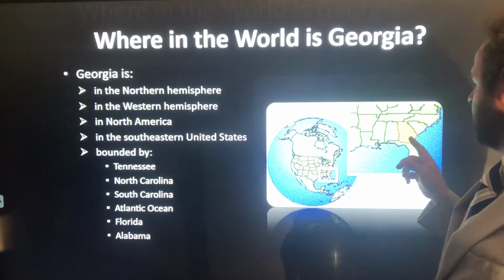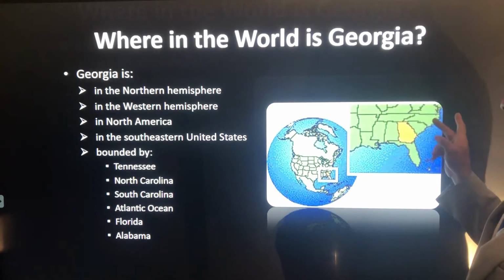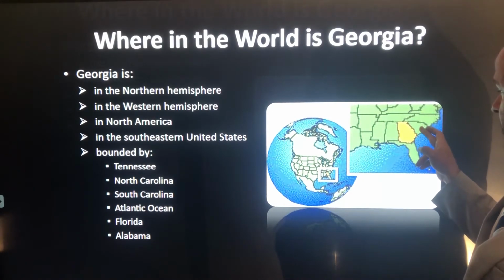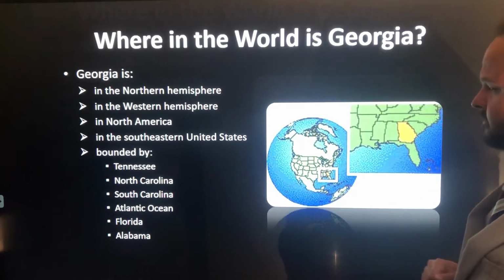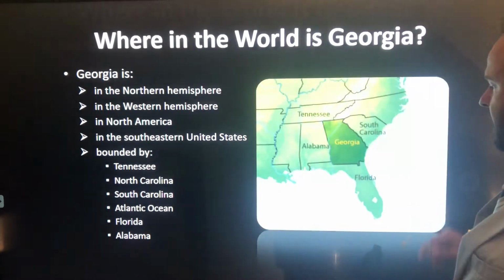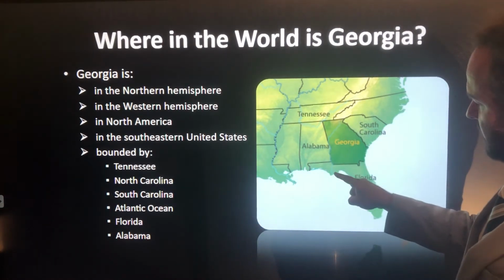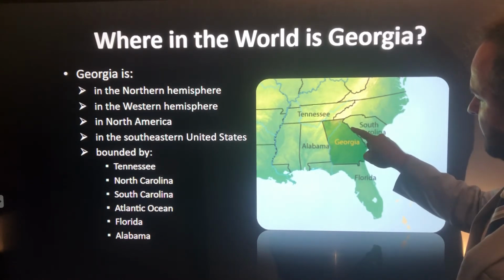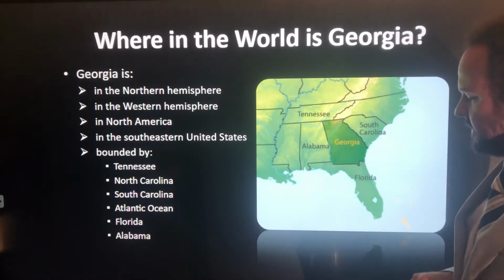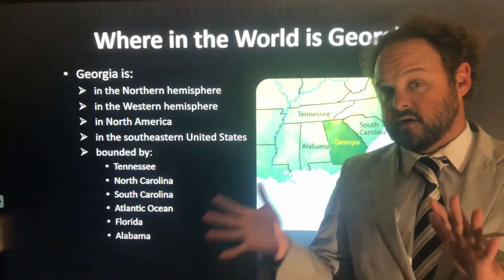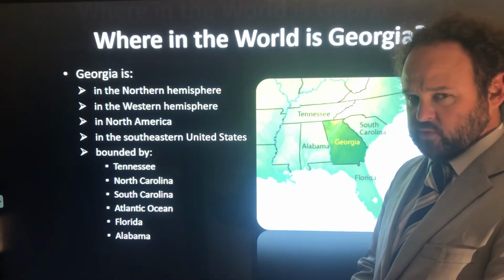This is a blown up picture of it. As you can tell, we are bounded by Tennessee, North Carolina, South Carolina, Florida, and Alabama. We also have a coastline, which is the Atlantic Ocean, and there you have it in greater detail. This is the Chattahoochee River running here. This map doesn't include it, but the Savannah River runs along this border, and right in here is where a lot of our water is stored underneath the ground in a place called the Florida Aquifer.